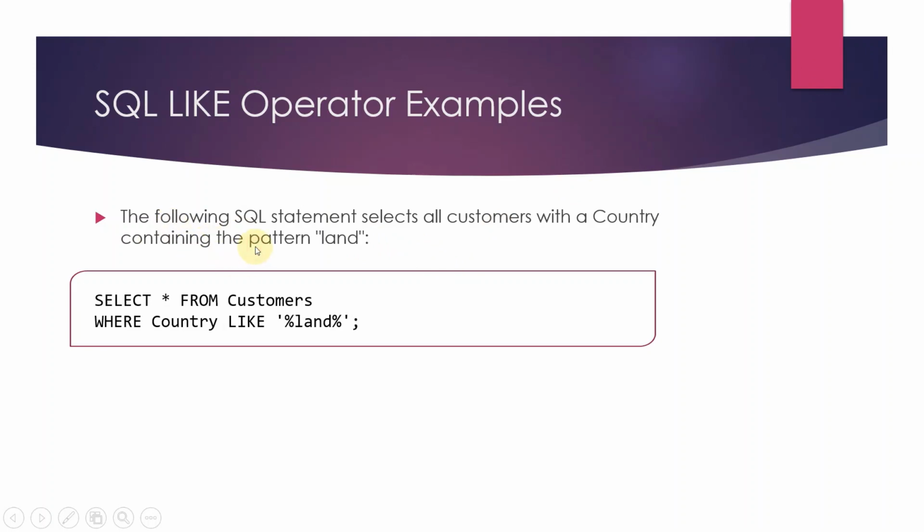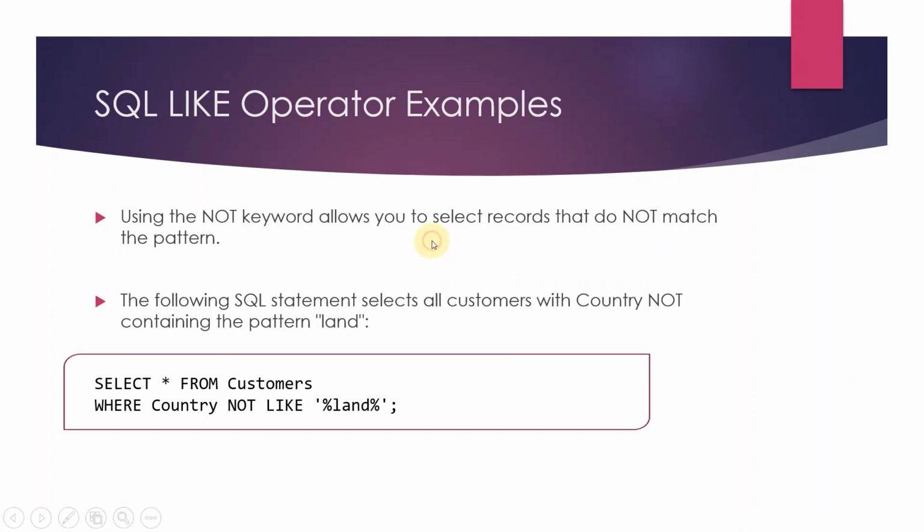All right, next. How about SELECT * FROM Customers WHERE Country LIKE '%land%'. The following SQL statement selects all customers with a country containing the pattern land. For example, Thailand, Switzerland, or Poland. All of those countries containing land in the name will be displayed.